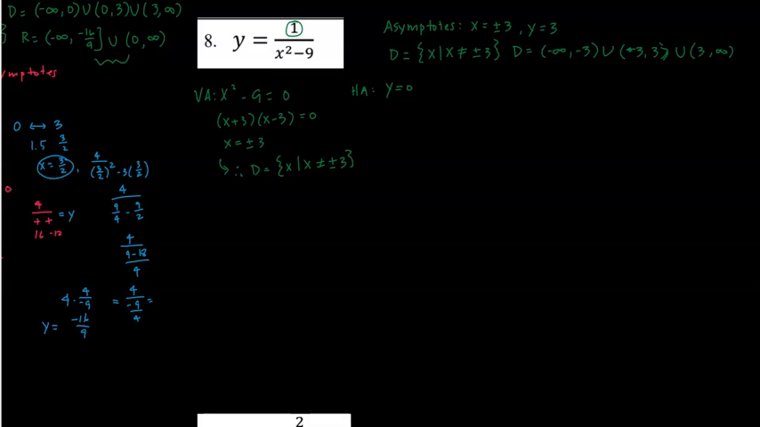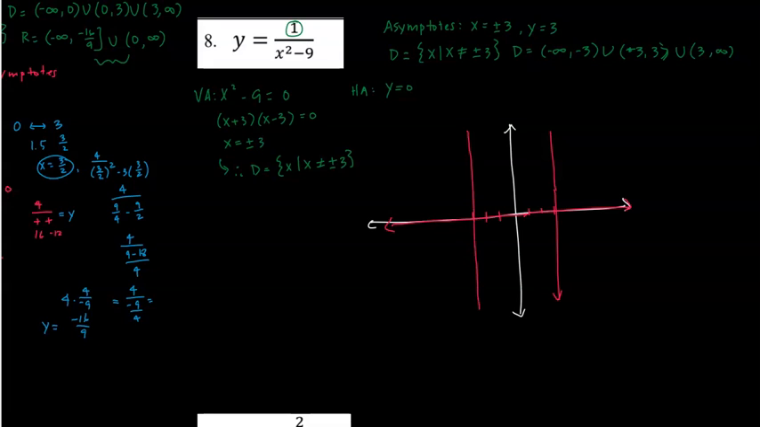Okay, now let's look at the horizontal asymptote. Horizontal asymptote is y equals 0. Now let's go ahead and define the range. Let's go ahead and draw a sketch of the graph and include all of the asymptotes. So we have this asymptote right here. It's the horizontal asymptote. And we had 1, 2, 3. It's a vertical asymptote. Negative 1, 2, 3, and that's the other. So this was x equals 3, and this was x equals negative 3.